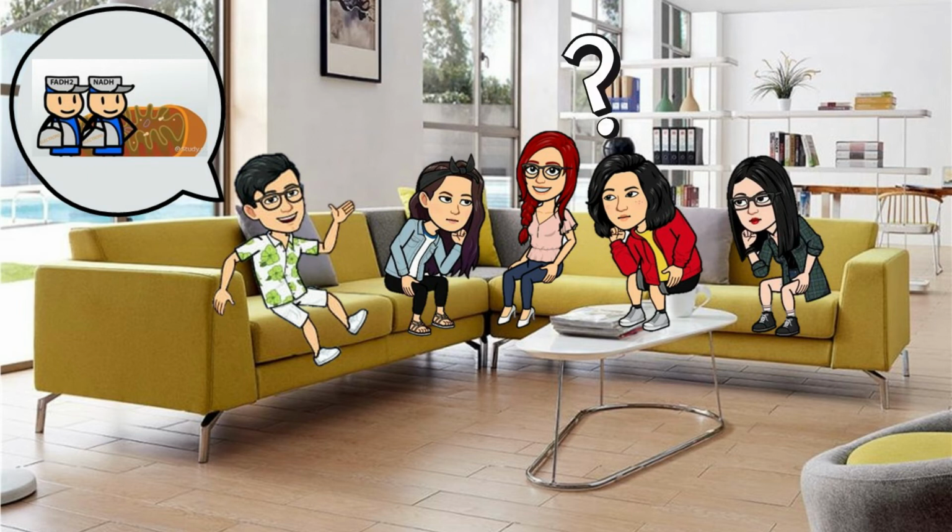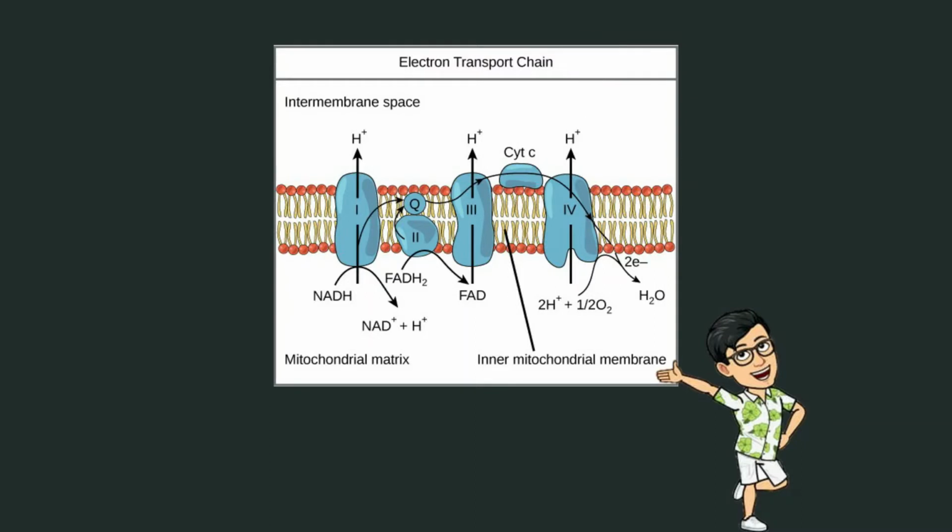Electron transport system? What is that? Yes, the electron transport system is a set of enzymes located on the inner mitochondrial membrane, and it is the main source of energy in the aerobic pathway of energy generation.